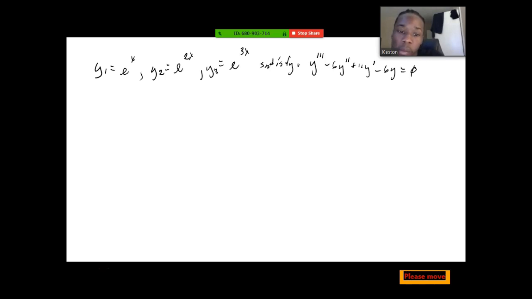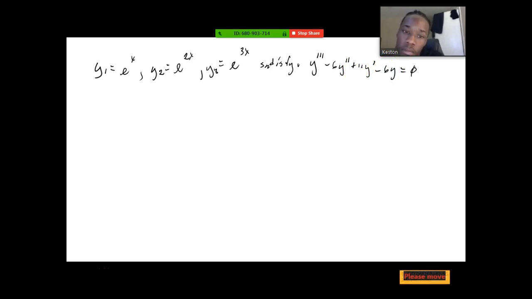For e to the x, the third derivative is e to the x, the second derivative is e to the x, the first derivative is e to the x, and y is e to the x. So basically, if you just add your coefficients, you should get 0. 1 minus 6 is minus 5, plus 11 is plus 6, minus 6 is 0. Yeah, that one worked. That one's easy.